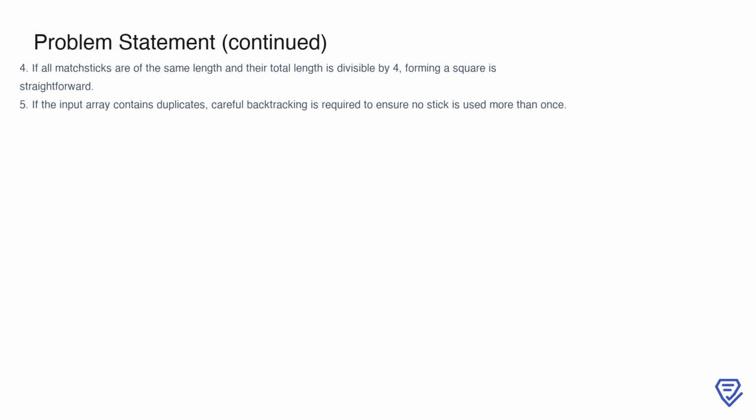Additionally, if all the matchsticks are of the same length and their total length is divisible by 4, the problem becomes much simpler since forming a square is straightforward. Finally, if the input array contains duplicates, careful backtracking is required to ensure that no matchstick is used more than once while attempting different combinations. These considerations will guide us toward an optimal solution for the problem.